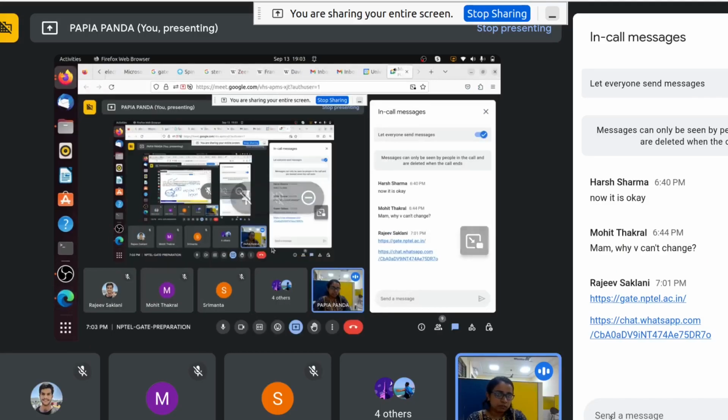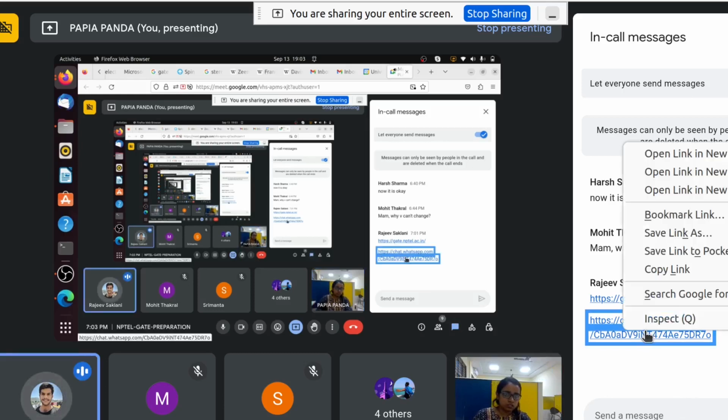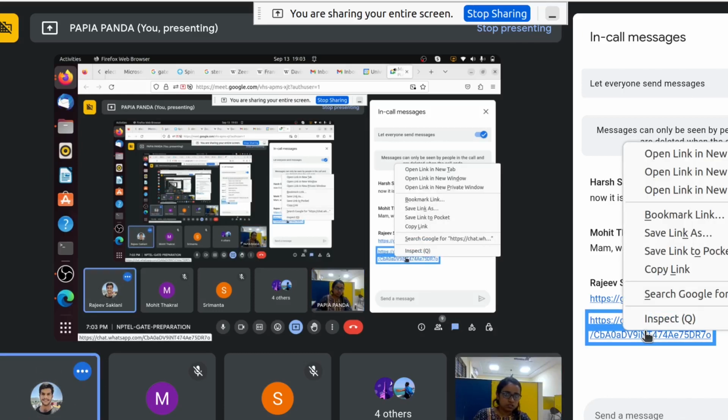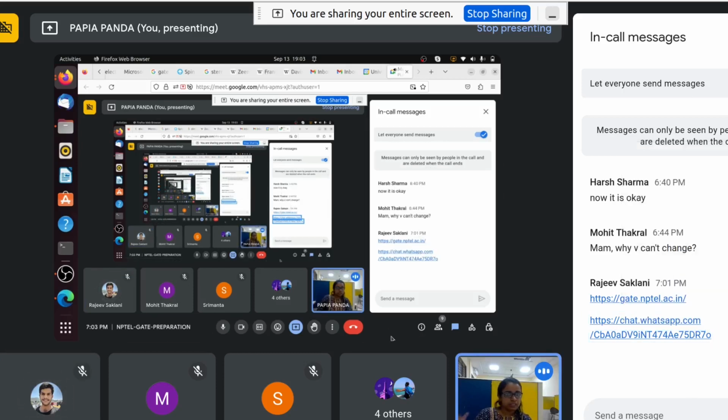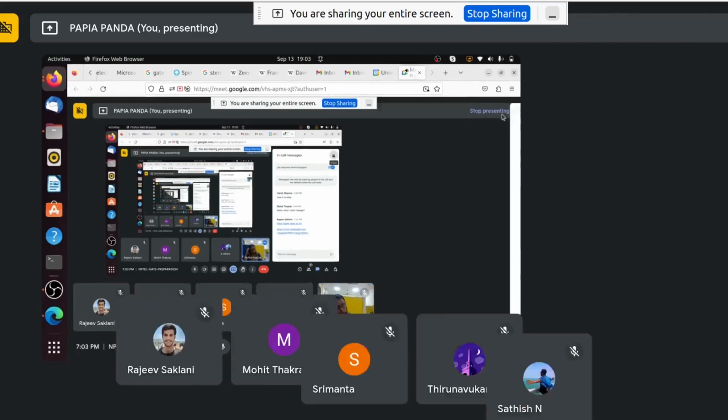But can you tell me what is this one? This is a WhatsApp group or something? Yes, ma'am. Which WhatsApp group? It's for grade 2020. Should I join on that? Copy link. Yeah, I'm just going to copy this and paste it in my mobile so that I can join. Okay, thank you, Rajiv. Yeah, thank you.